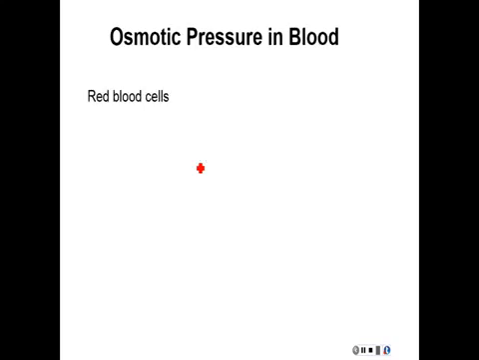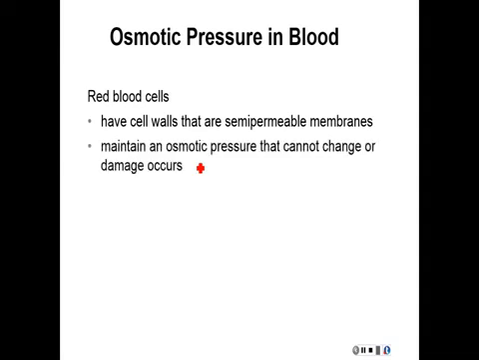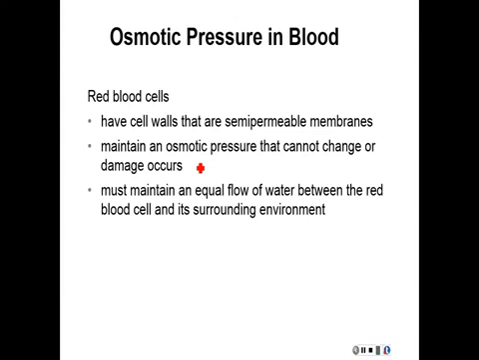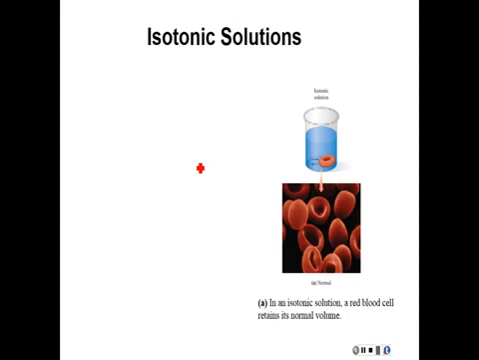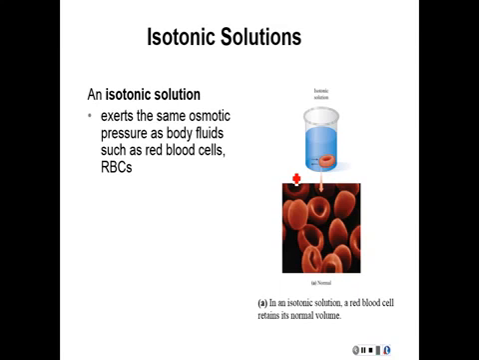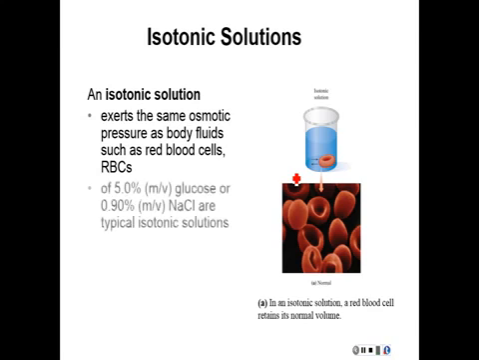Okay. Osmotic pressure in blood. Red blood cells have cell walls that are semipermeable membranes. They maintain an osmotic pressure that cannot change or damage occurs. Right? They must maintain an equal flow of water between the red blood cell and its surrounding environment. So we have 3 different types of solutions here. We have isotonic solutions. So here's an example. We see our red blood cells. Isotonic solution, a red blood cell retains its normal volume. Iso means equal. So an isotonic solution exerts the same osmotic pressure as the body fluids, such as red blood cells. So in other words, it's an equal movement of water in and out of the blood cell.